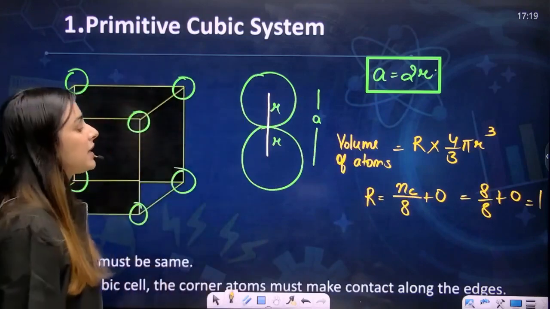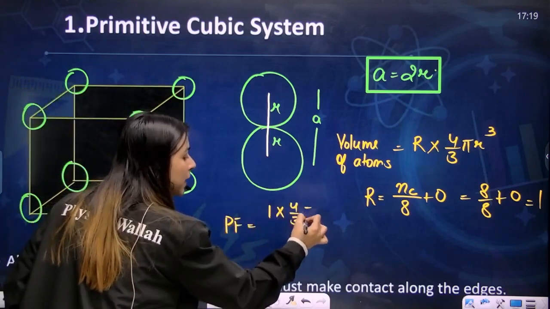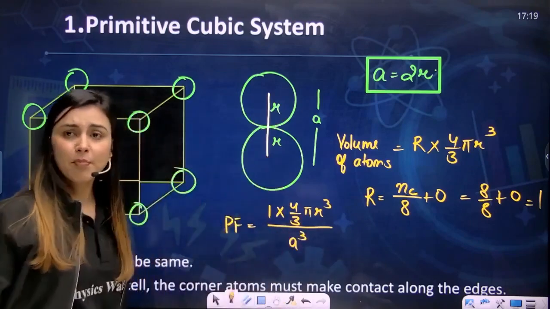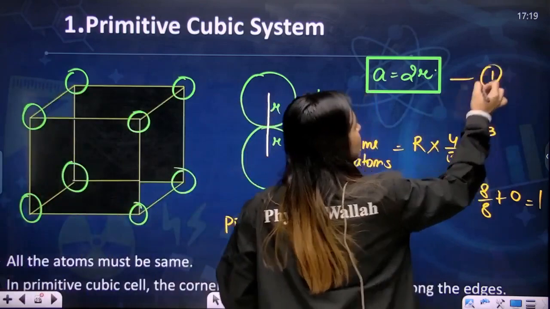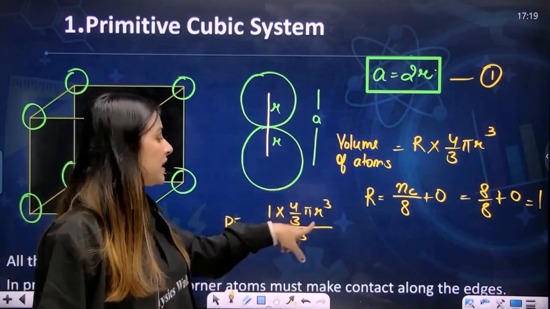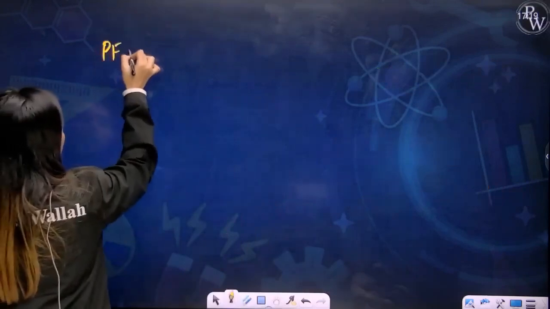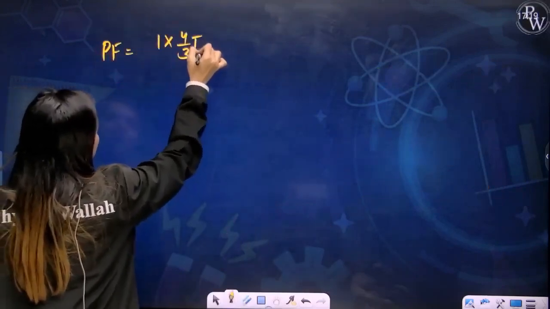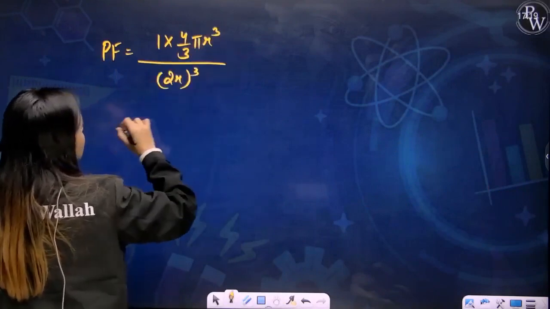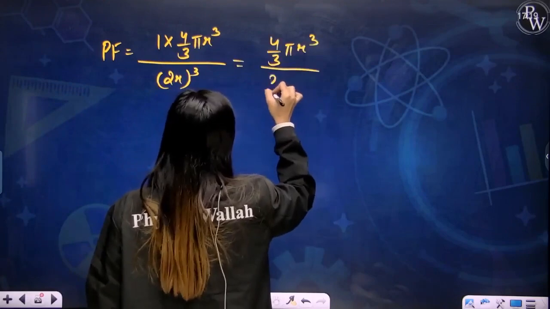Right? Yes. Since the rank is 1, I can say that packing fraction will be equal to 1 into 4 by 3 pi r cube upon the edge length a, so a cube. Now I'll be using this equation, which is a is equal to 2r, in this. Now let's write that a is actually equal to 2r. Since a is equal to 2r, then packing fraction will be equal to 1 into 4 by 3 pi r cube upon 2r whole cube, right? Yes, this will be 4 by 3 pi r cube upon 2 into 2 into 2, this would be 8r cube.